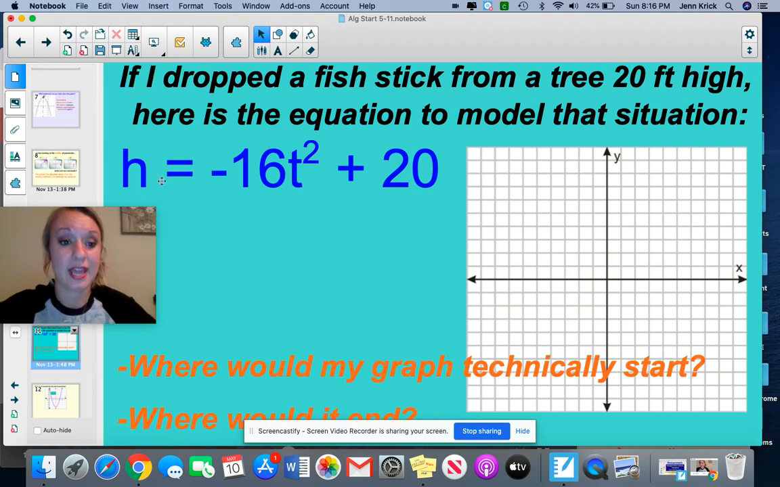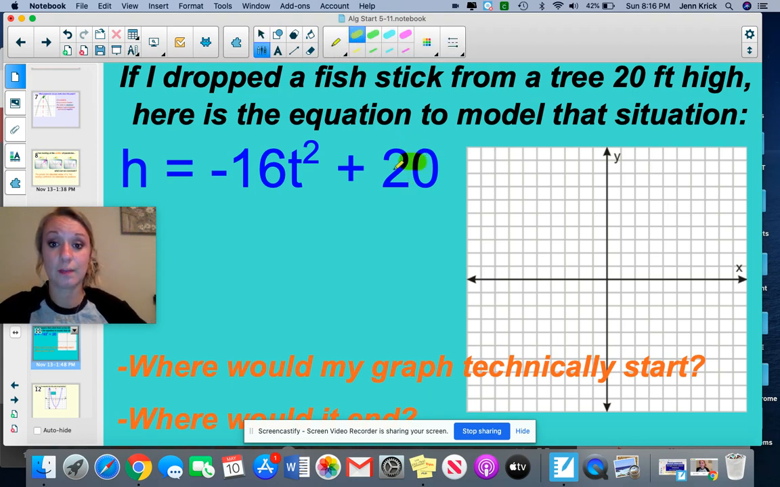Okay, so it's h equals -16t squared plus 20. This 20 here is used to model the starting height of the fish stick in the tree.